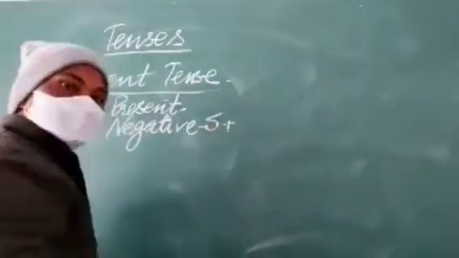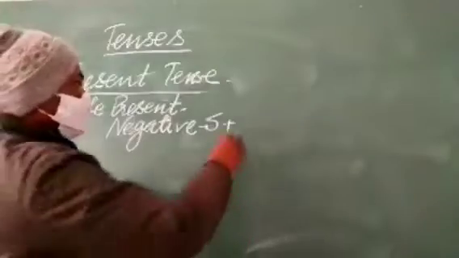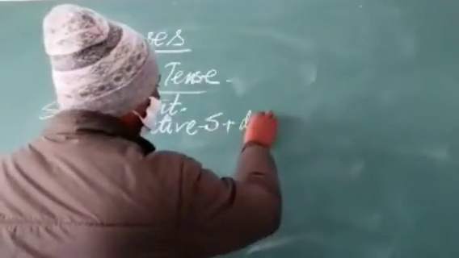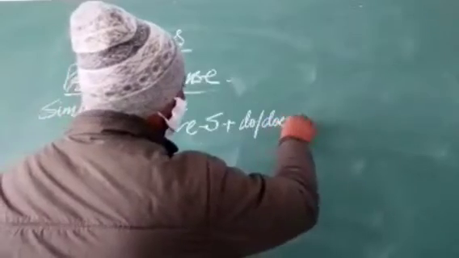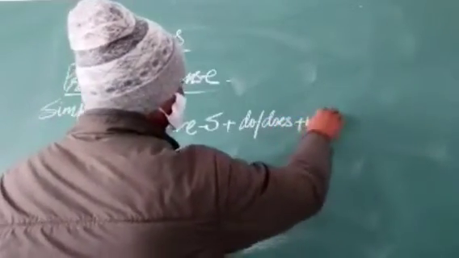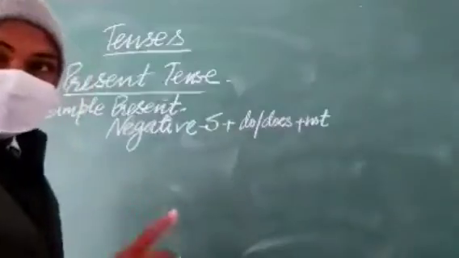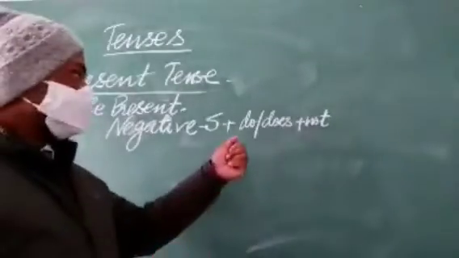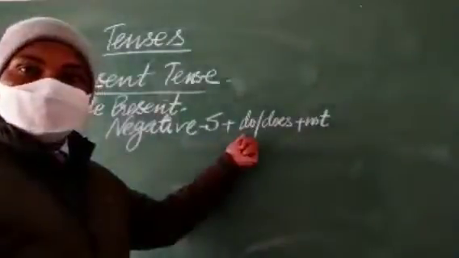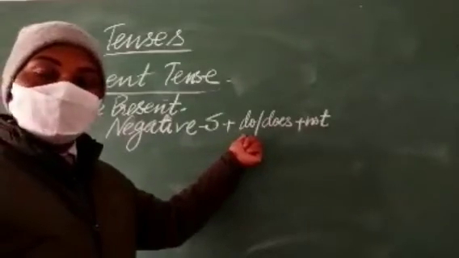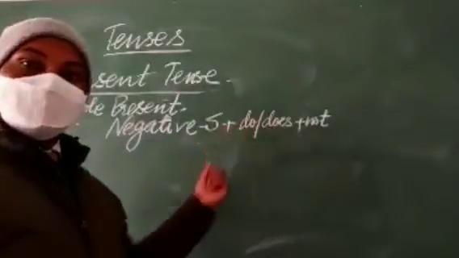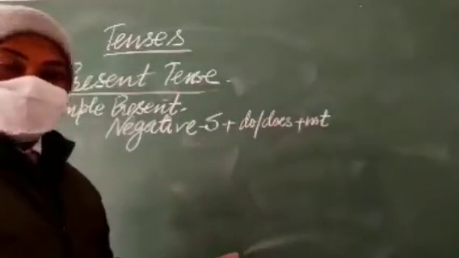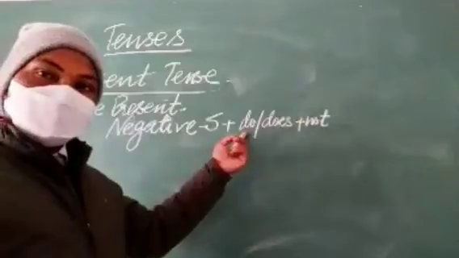Then subject plus do or does not. Mind it. Do or does plus not. It is very, very essential. With singular subject where there is s or es, we use does. With plural where there is no s or es, we use do.